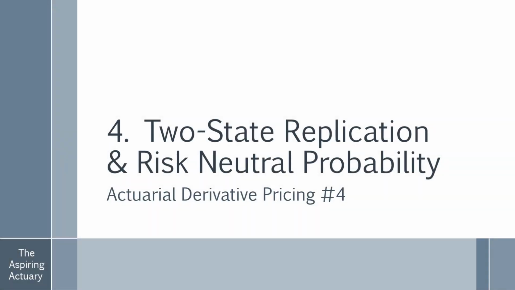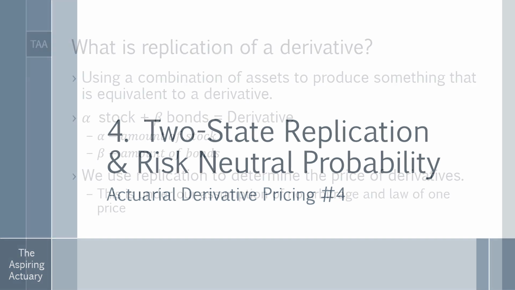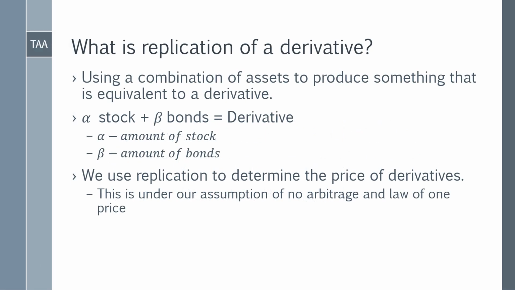Hey everyone, in this lesson we're going to do two-state replication and cover risk-neutral probability. Let's start with what is replication of a derivative. So basically we're combining a bunch of assets and producing something that is equivalent to a derivative. In this course we're going to use stocks and bonds just to simplify the idea.